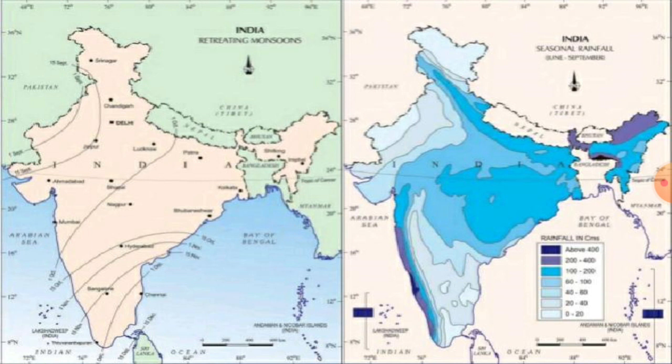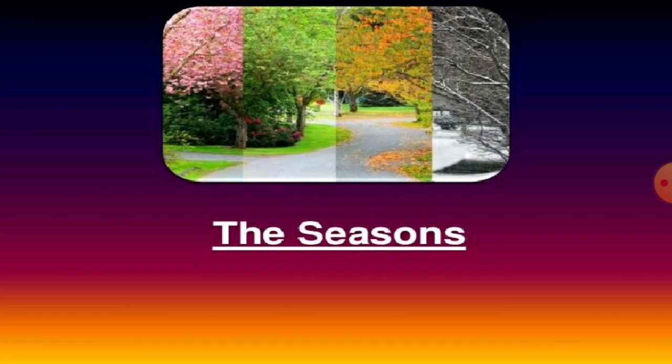The withdrawal takes place progressively from north to south, means it withdraws the first week of December to the first week of January. By this time, the rest of the country is already under the influence of winter monsoon. Now winter comes. So, if we are talking about winter, we are talking about cold weather season. So, let us talk about the seasons.